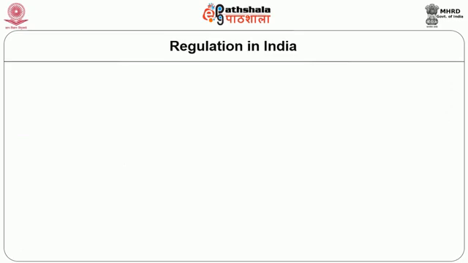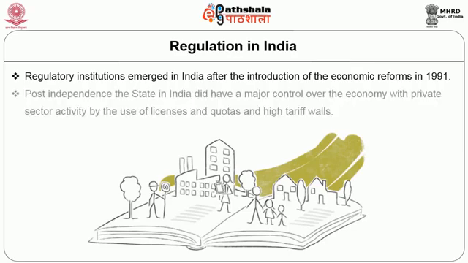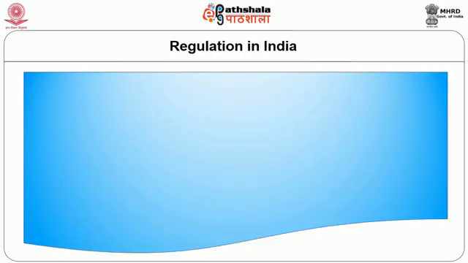The third part of the paper is with regard to regulation in India. Regulatory institutions emerged in India after the introduction of the economic reforms in 1991. Post-independence, the state in India did have a major control over the economy with private sector activity by the use of licenses and quotas and high tariff walls.